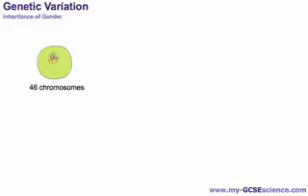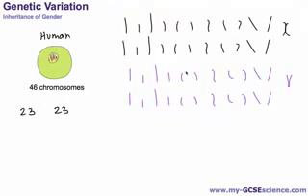We are going to continue to look at the idea of genetic variation, but for this particular video we're looking at the inheritance of gender. Now we're going to start off with a fertilized egg, and as we know, if we've watched previous videos on this topic, a fertilized egg for humans contains 46 chromosomes, and out of those 46 chromosomes, 23 come from the father and 23 come from the mother, and I've just very roughly drawn that out over here.